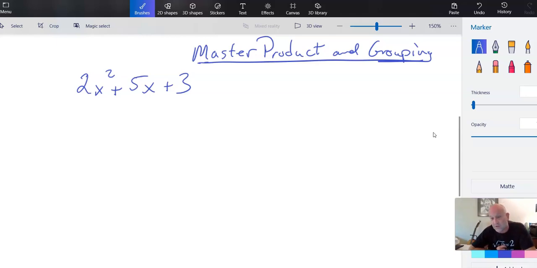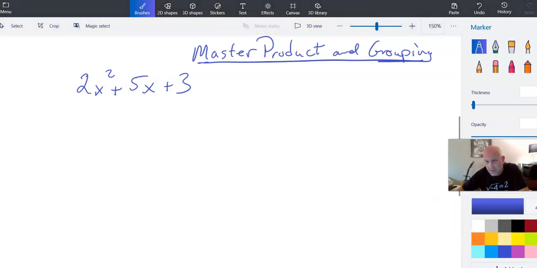So let me explain what the master product is. It's a tool we're going to use to figure out how to split up this middle term so we can make it 4 terms again. If you remember the grouping process, it requires 4 terms because you factor the front 2 and you factor the back 2. I only have 3 terms here. That's a problem. So here's how we go through this.